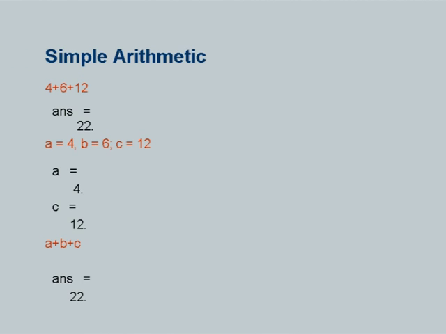Okay. So here I said 4 plus 6 plus 12. I didn't say where the answer should go. Scilab automatically puts it in a variable called ans. Okay. If I say A equals 4, it says variable A is created and A equals 4. I didn't say where it is going. It puts it in default variable called ans. Same thing here. I just compute, the answer goes to ans.